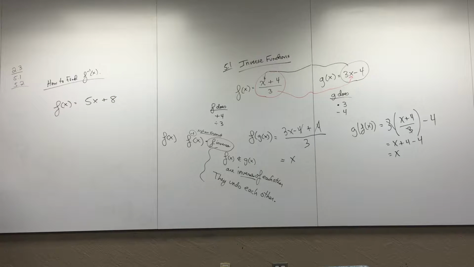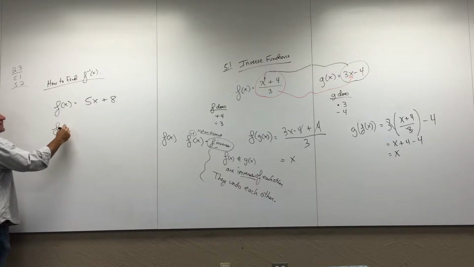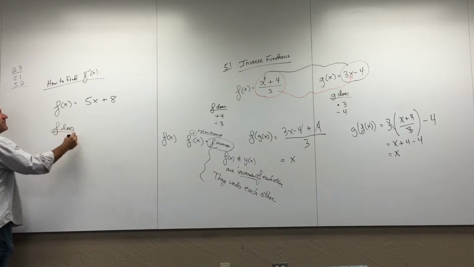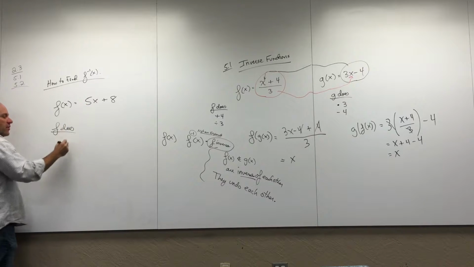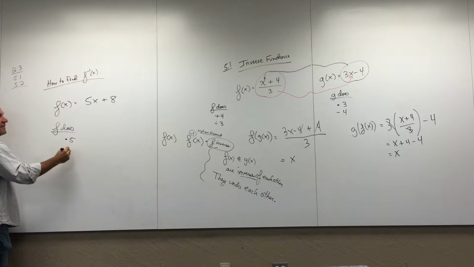Now listen, I've got a couple different methods for you to find an inverse. The first method, I made it up myself. It's called the Smith method. It's famous. No, it's not. It's only famous in this classroom. Here's what you do. Let's write down what f does. Multiplies by 5 and adds 8. All right, that's what f does.